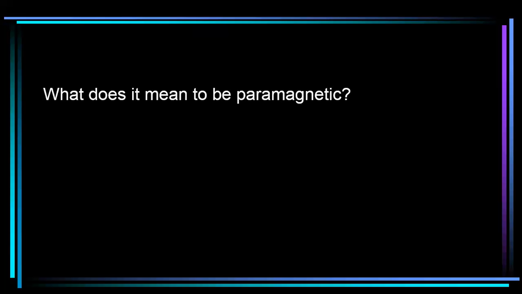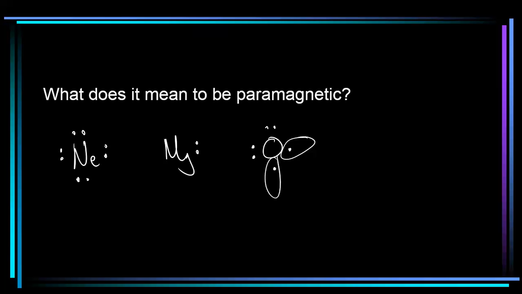I don't quite understand paramagnetism, but you may get this question on the EOC. They may say, which of the following is paramagnetic? What you need to do is draw the dot diagrams. Neon is not. Magnesium is not. Oxygen is. Why? Because it has unshared electrons. If you were to take liquid oxygen and pour it through a magnet, it would stick on the magnet.